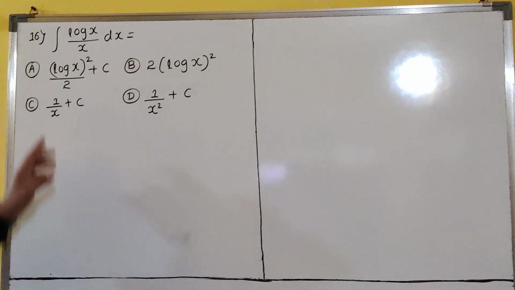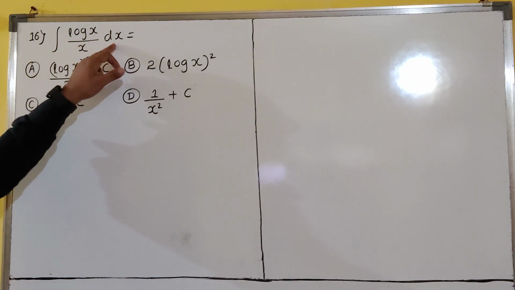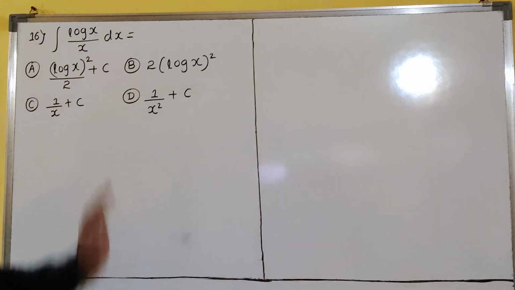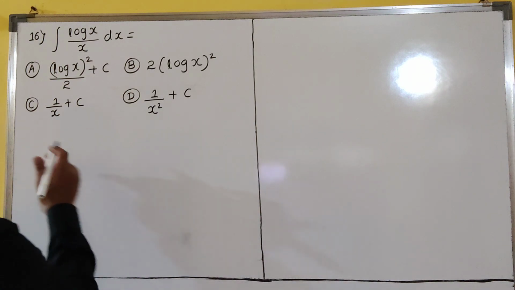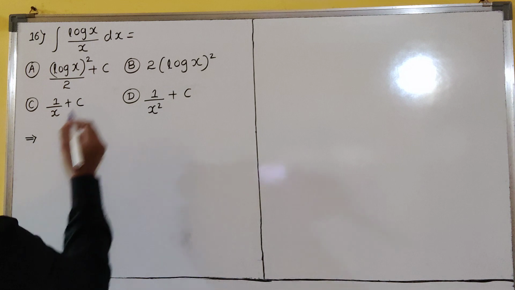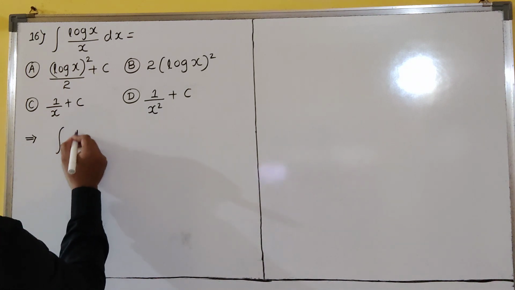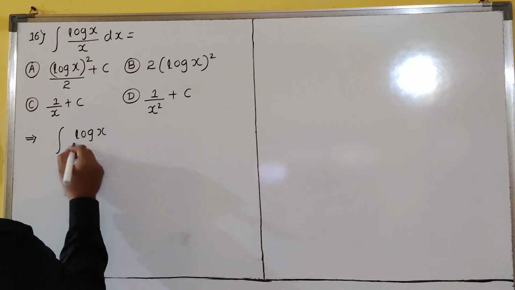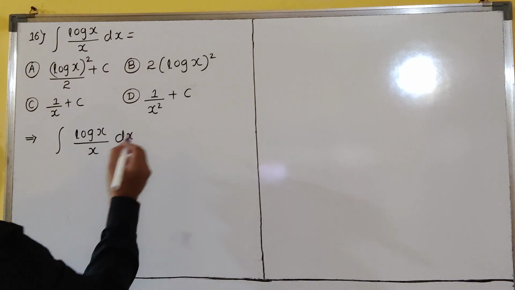Question number 16. Integration of log x by x into dx is equal to. They are given again 4 options. In this, which is the correct one, you have to see. So now see, I will write the question this time. Integration of log x divided by x into dx, dear students.